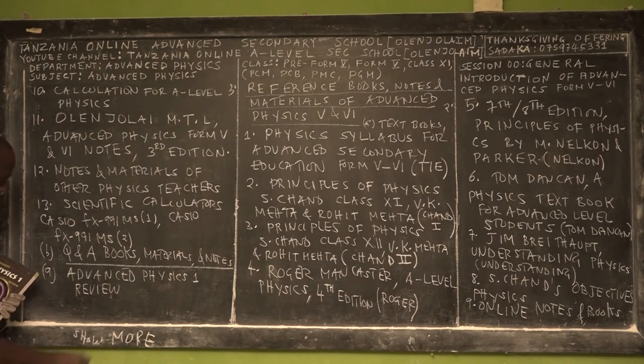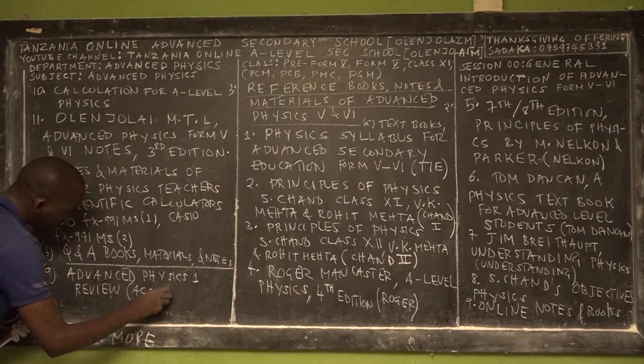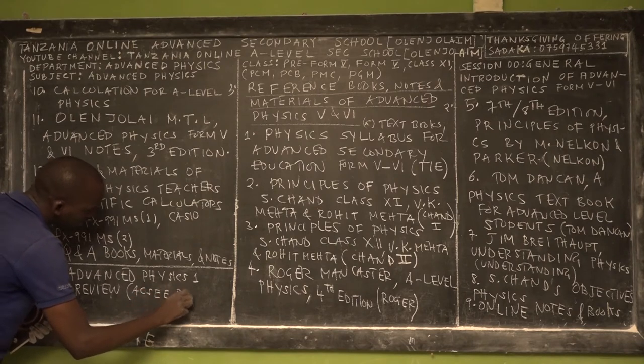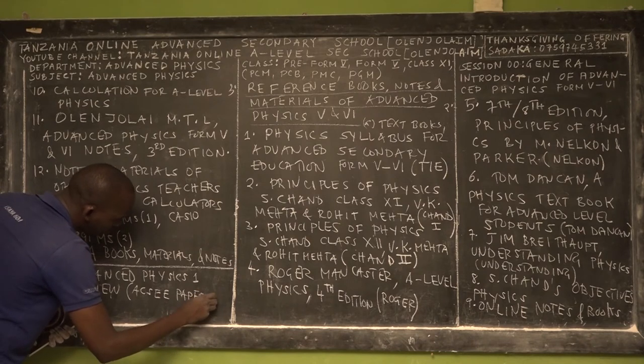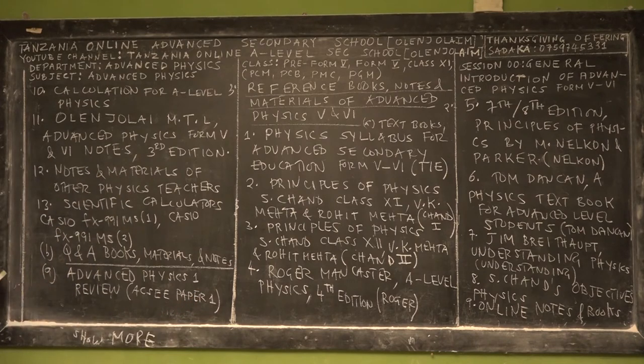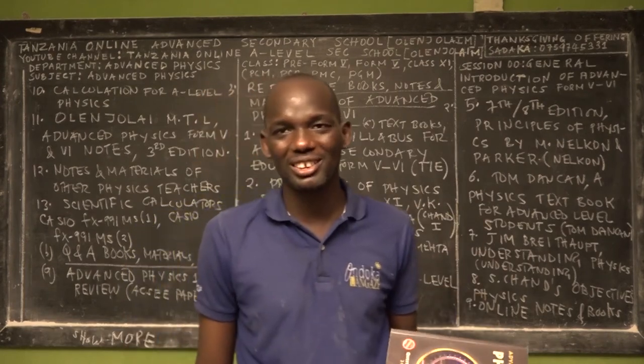Review. Simply, we call it the Advanced Certificate Secondary Education Examination, paper 1. Not the first reference book, which is question and answer. This does not explain any, or does not teach you about a particular concept.